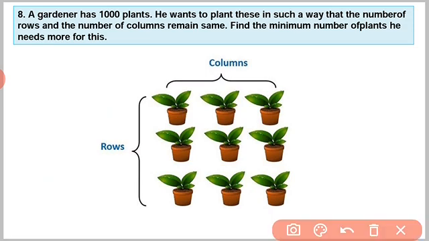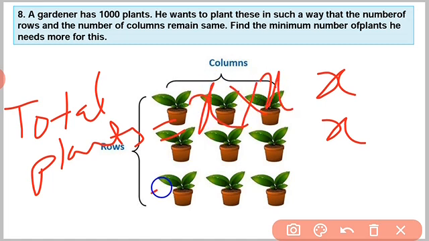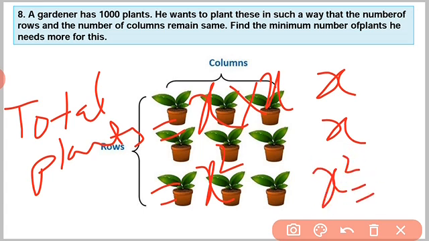It is given that a gardener has 1,000 plants and he wants to plant these in such a way that the number of rows and number of columns remain same. So if number of rows is x, then number of columns is also x, then total number of plants will be equal to how much? Number of rows multiply number of columns, it will be x into x, that will be equal to x squared. But here it is given that total number of plants is 1,000. So x squared will be equal to 1,000.